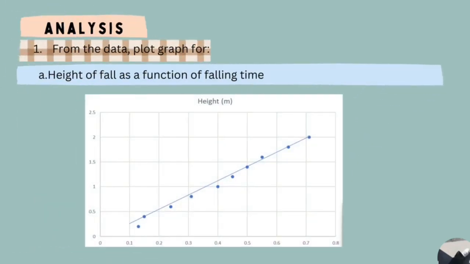Analysis, number 1. From A, plot a graph of height of fall as a function of falling time, and B, height of fall as a function of the square of falling time. Number 2.